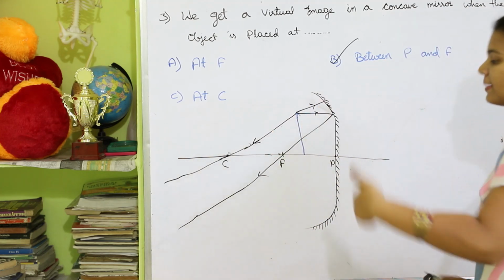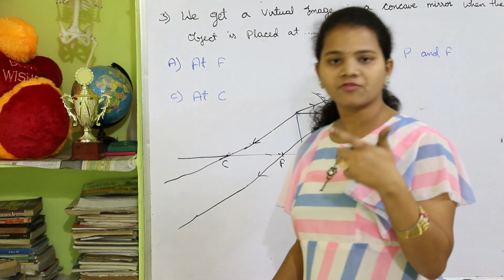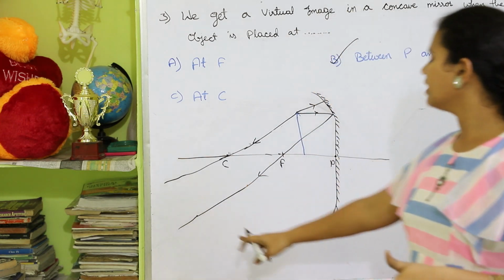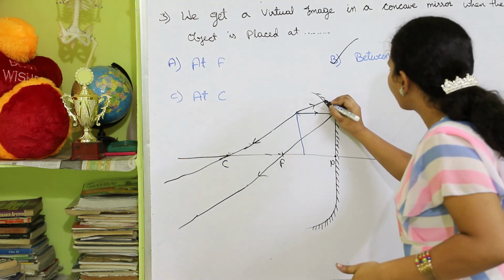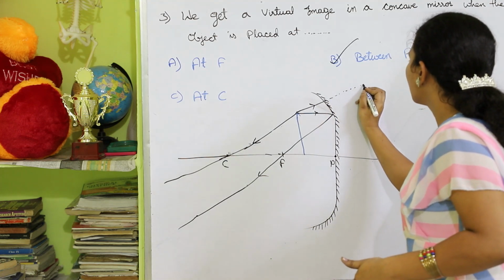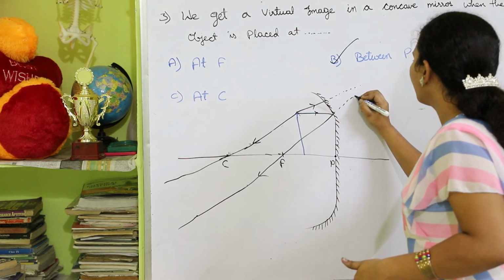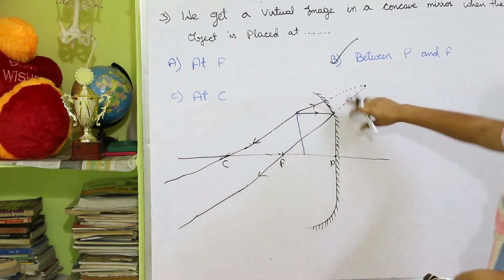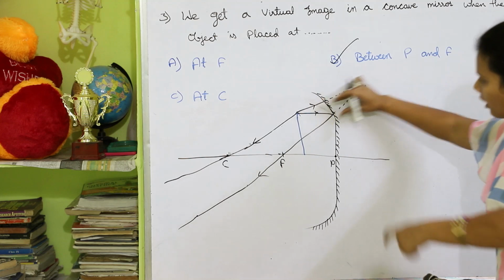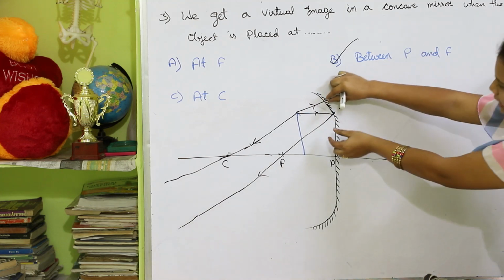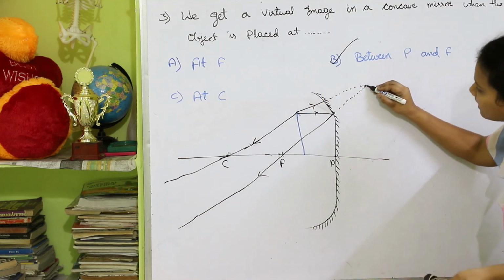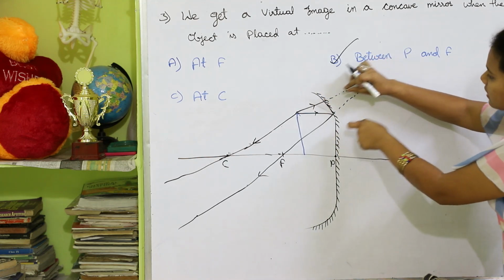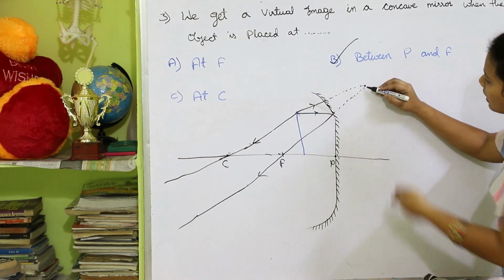not getting an image to be formed over here. Okay, we are not getting an image over here. Now what you do is try to extend the rays backward of the mirror. Okay, here I am trying to extend the rays. I am trying to pull the rays backwards, and here the image forms.